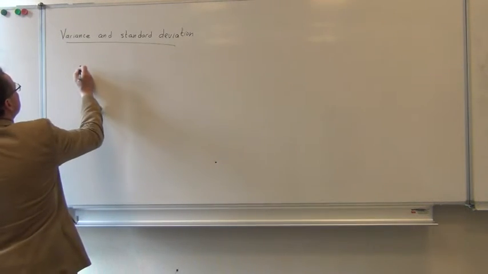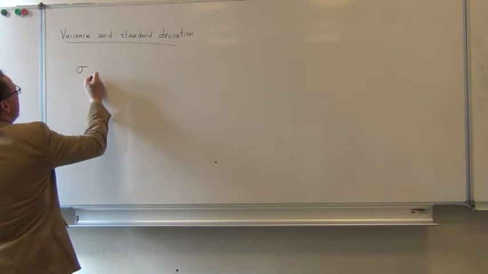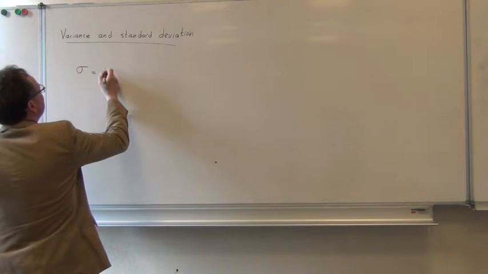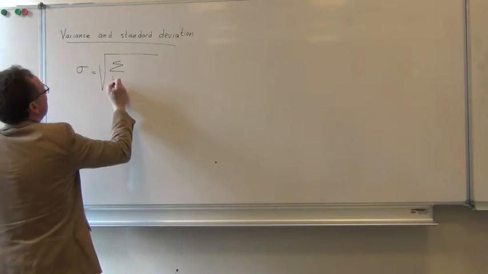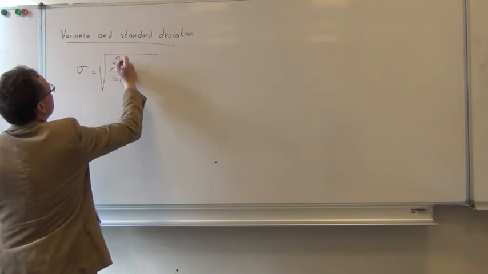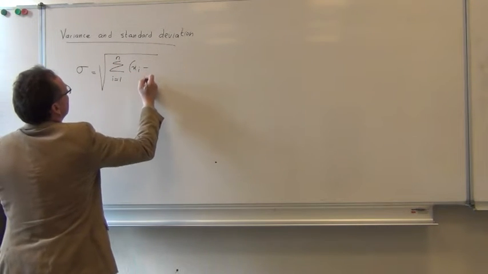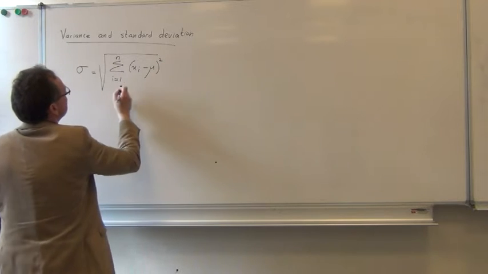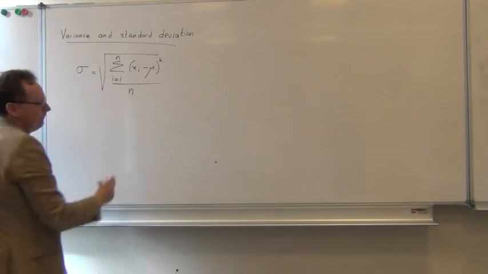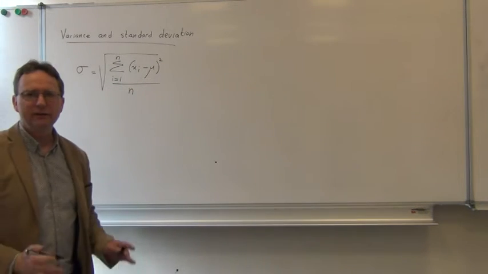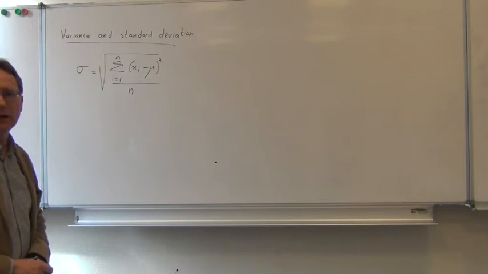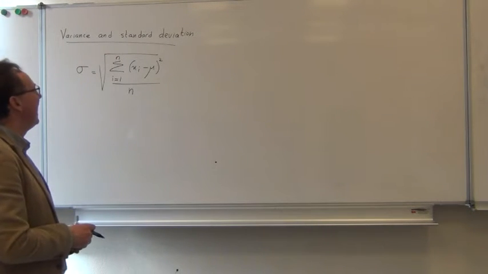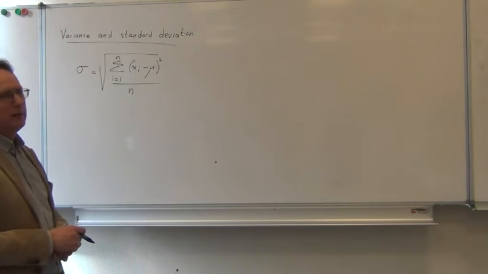So the standard deviation is many times denoted as small sigma, and then it's the root of taking the sum of xi minus mu squared over n. Well, this looks a little bit complicated, maybe intimidating, but we'll step by step try to unravel the formula and then make clear what this is all about.